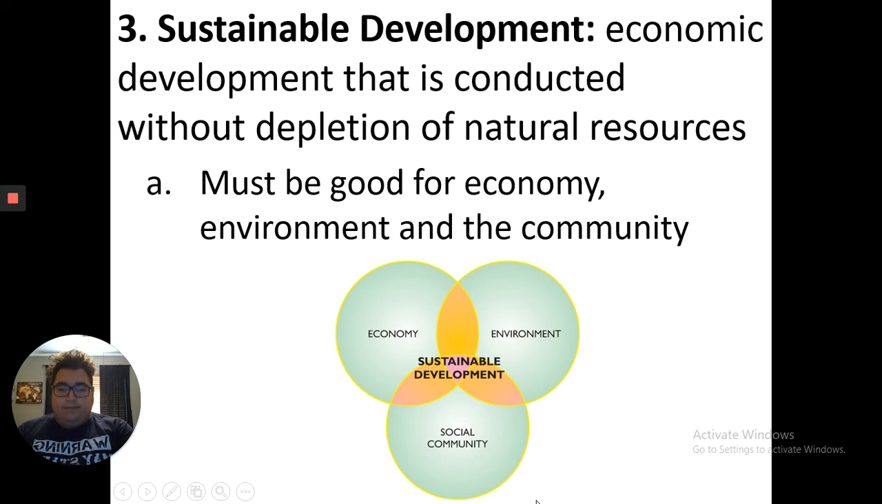Right now, the economy is not doing so well, and the social community is not doing so well. The environment is doing really well, like the world is kind of healing itself because we're not using as much as we used to because of all the corona stuff. But before this, the economy and the environment were doing fairly well, but our social community was still not doing well in America. And to have really good sustainable development, you need all three.